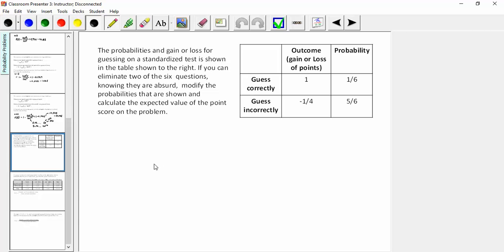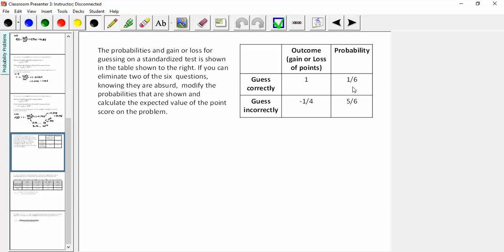Here we go. Oh yeah, this one caused lots of problems. The probabilities and gain or loss for guessing on a standardized test is shown in the table to the right. So let's just stop there. We're taking a test, and we're talking about a problem that you have no clue what the answer is. All right? And if you had no clue, the probability of guessing correctly, if there's 6 answers, is 1/6. And the probability of guessing incorrectly is 5/6. Again, you have no clue on this problem. And there's 6 answers. It must be multiple choice.